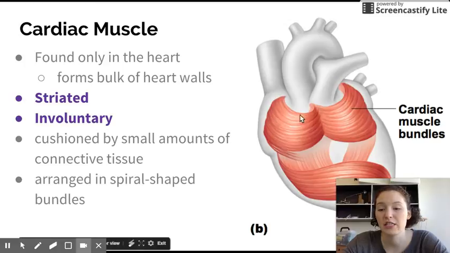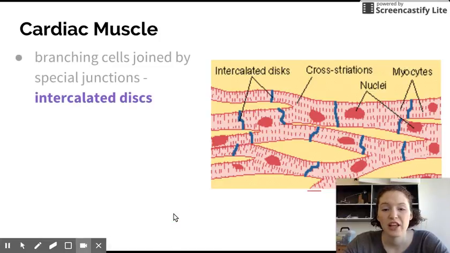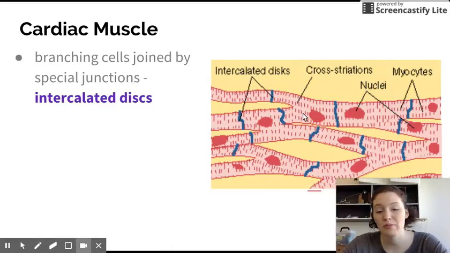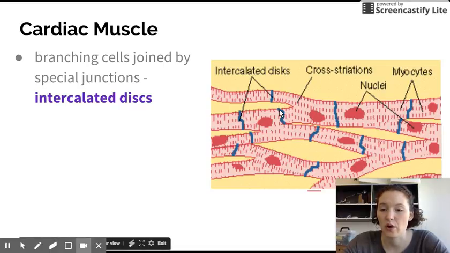And they're arranged in these spiral-shaped bundles, as you can see here, that are going to help the functioning there. The cells are short, and they have branches. They're unlike any other muscle in the body when it comes to that. And these cells are joined by these thick sections called intercalated discs that are like gap junctions. Okay, so these junctions are joining the cells, clamping them together.